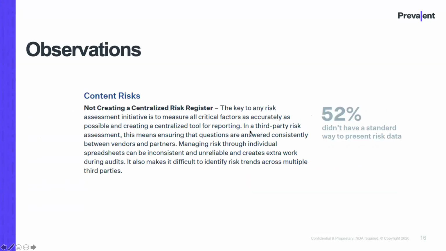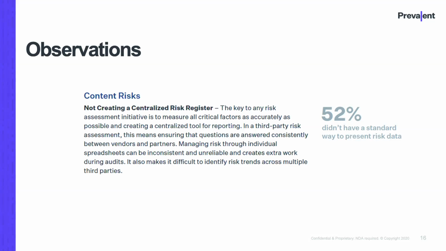So what are the observations we normally see from a content standpoint? Now, content risks, the most common issue we see, so 52% of organizations who we've conducted this maturity assessment against, and just to reiterate, we've done it with Goliaths of industry down to small organizations across multiple verticals here. 52% of them did not have a standard way to present risk data. Now, this may sound surprising because most people would think, well, they have a risk register of some description, a spreadsheet, a tool, or whatever it may be.